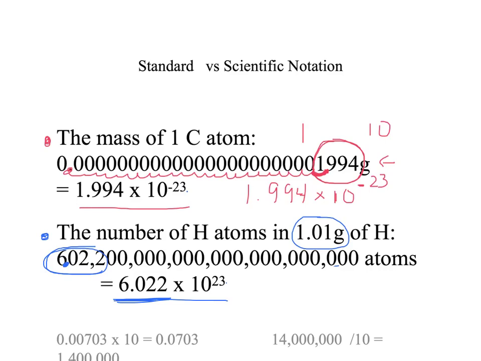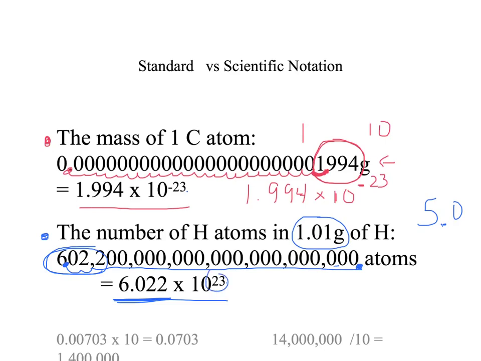I don't see the decimal. Well, that means then it's here at the end. Just like 5 is the same as 5.0. Right, the decimal is there. And so I'm going to count how many moves the decimal. Well, if I counted all those, that would be 23. Again, it's not the number of zeros, it's how many moves of the decimal. And that is the value that goes here.